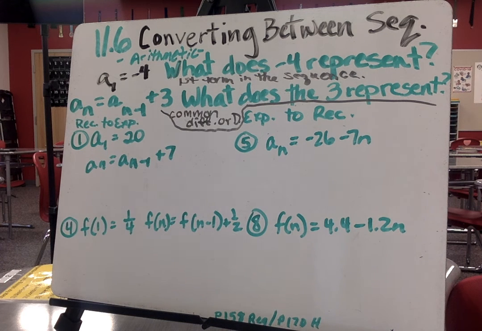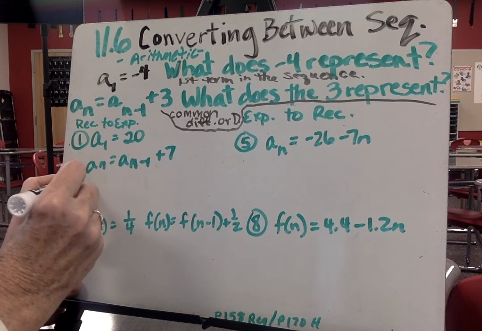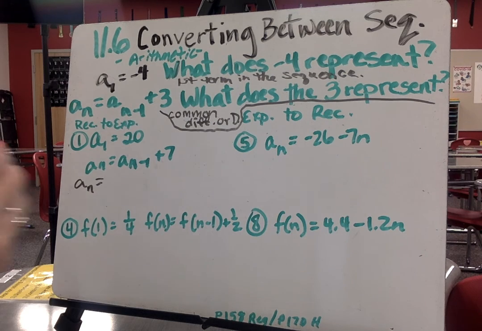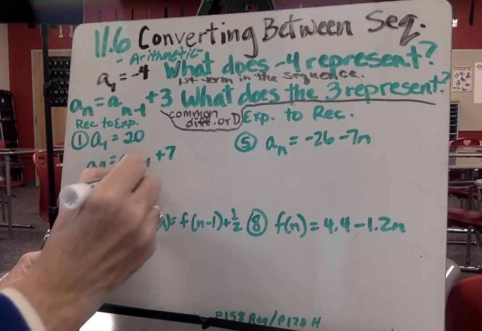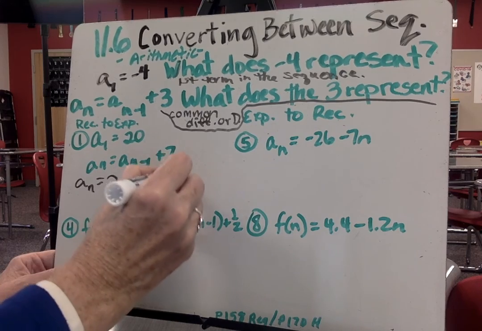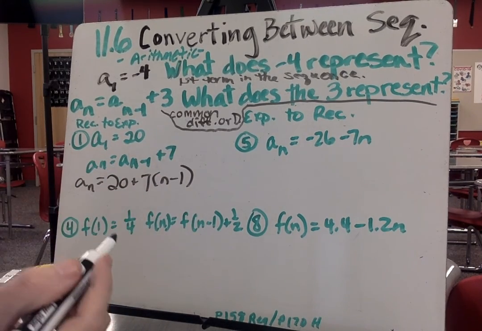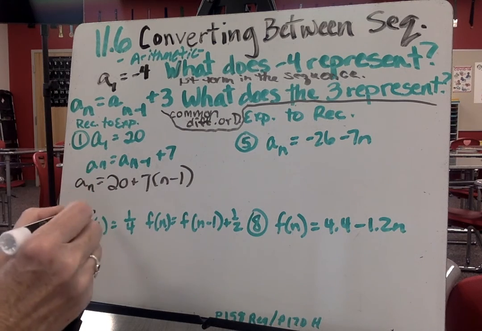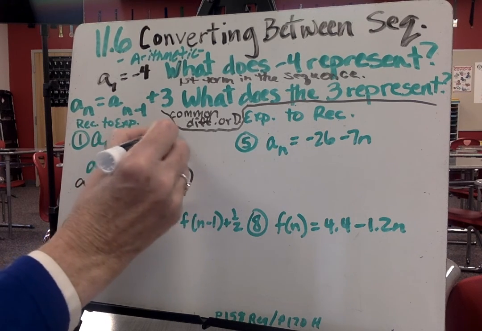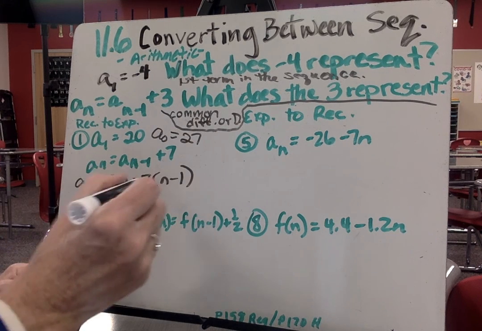Number 1 says A1 is 20, A_n equals A_(n-1) plus 7. So when we write our explicit formula, we get A_n equals 20 plus 7 times n minus 1. Now we could go through all the trouble of simplifying and everything, or we could actually find A_0, which means I would take the 20 and I would add 7 and say A_0 equals 27.